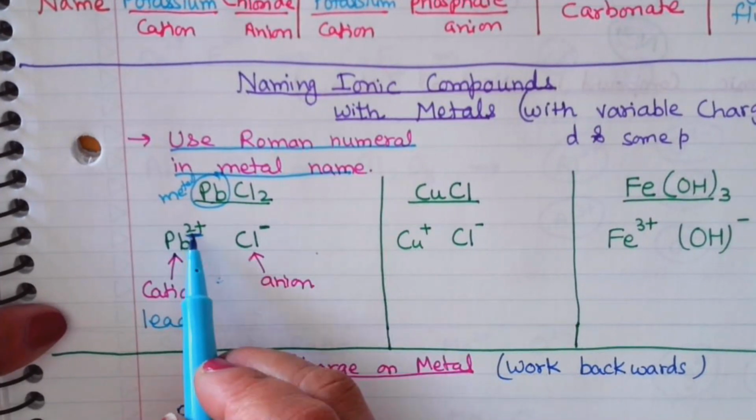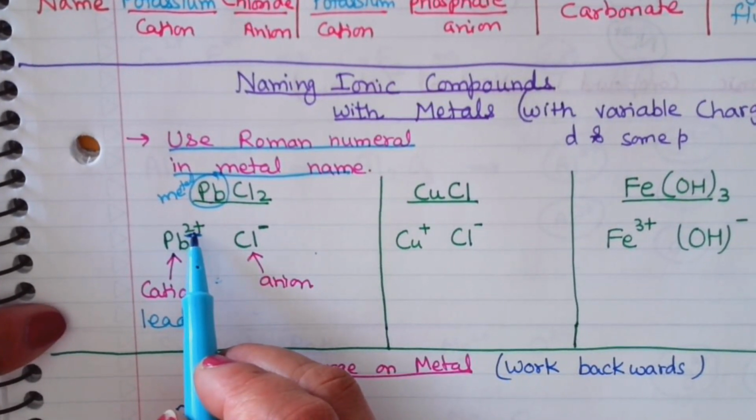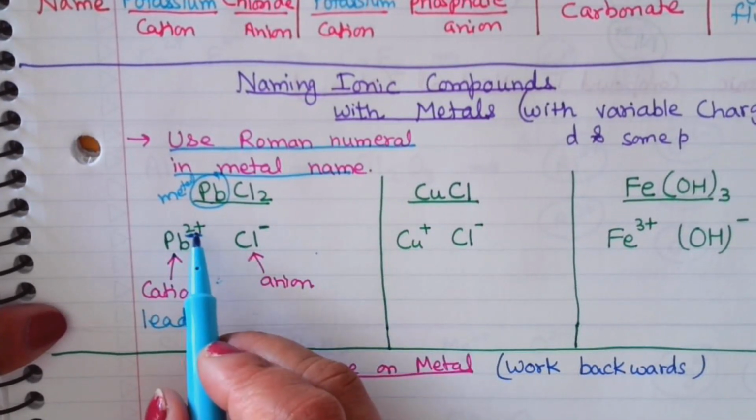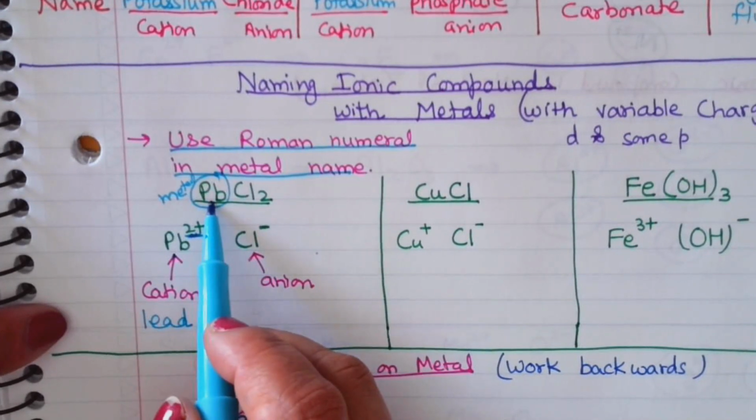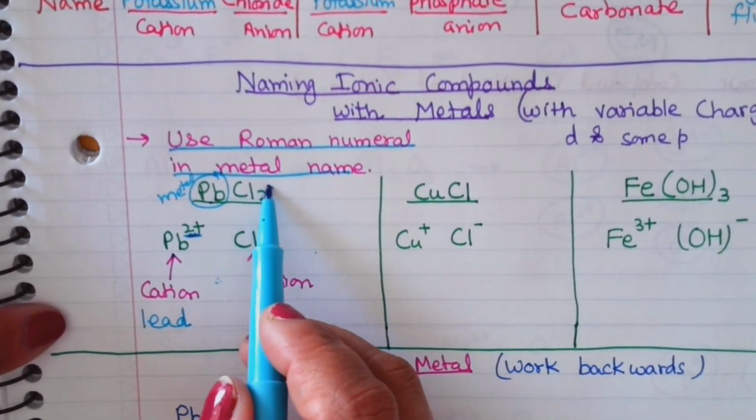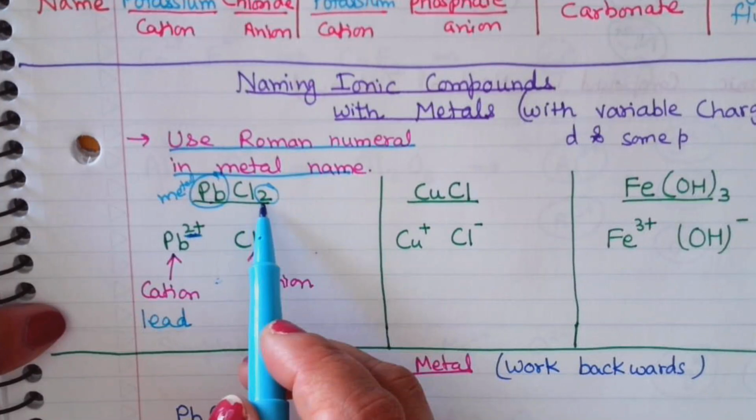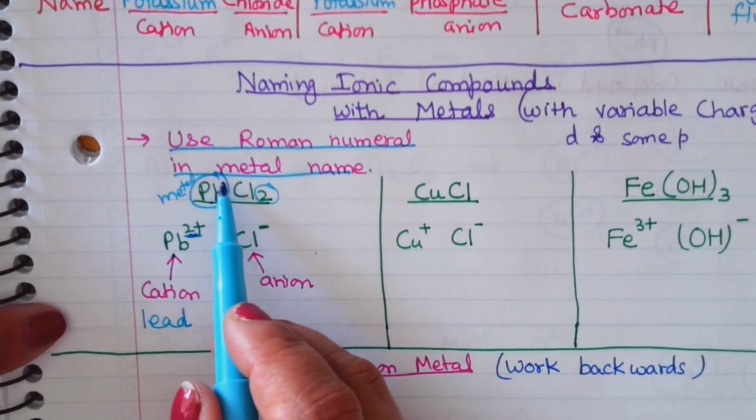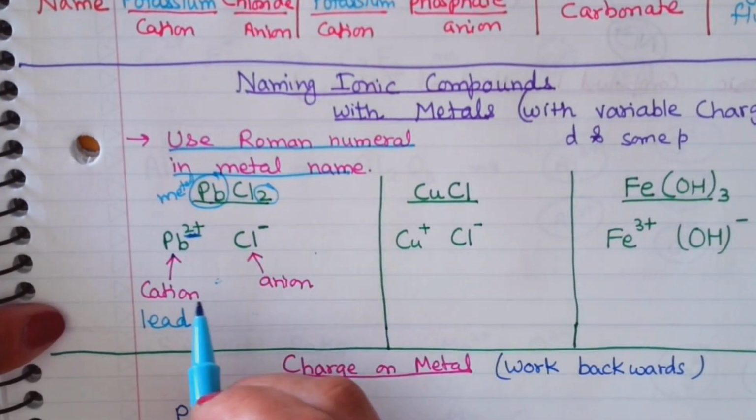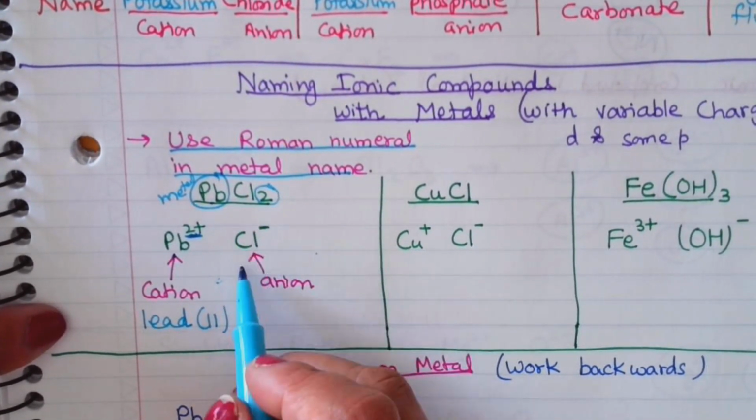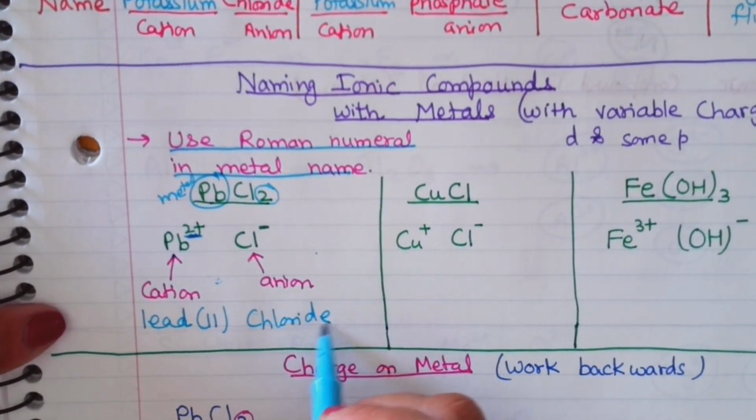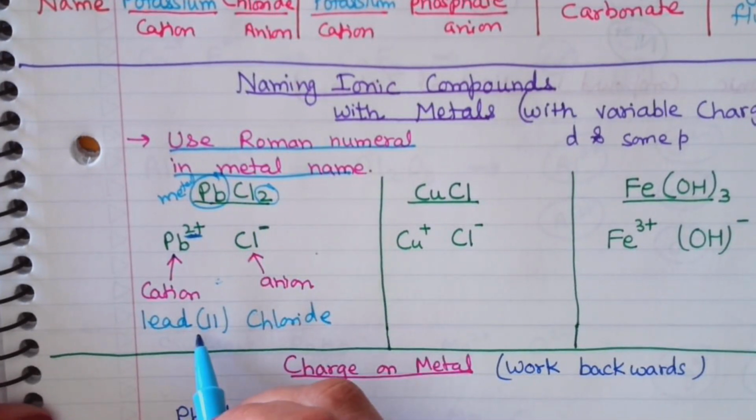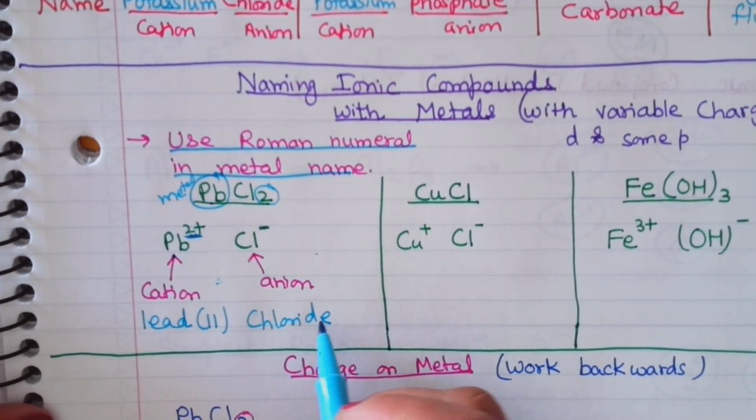Now the charge, since lead makes two different types of cations, 2+ and 4+. So this is 2+. This compound contains lead 2. So this charge, how did I know this? Look at the subscript of chlorine. This is the charge of lead. I'll tell you why, right? So this is lead 2 and then the name of the anion, which is chloride. So the name of this compound would be lead 2 chloride, right?